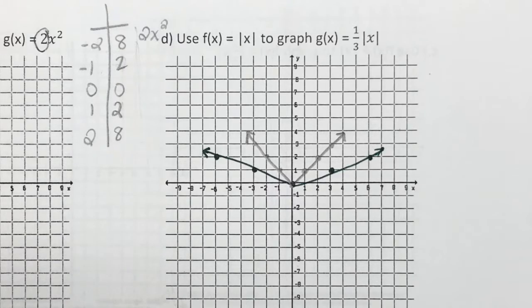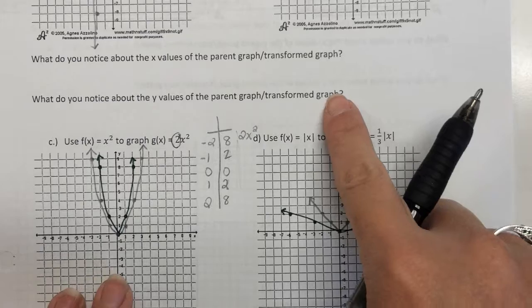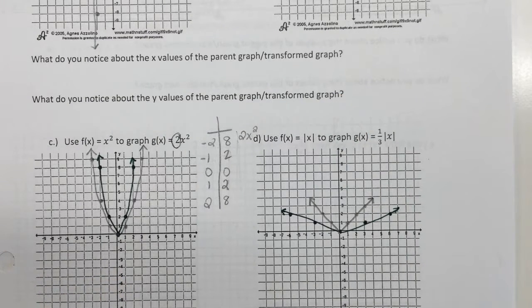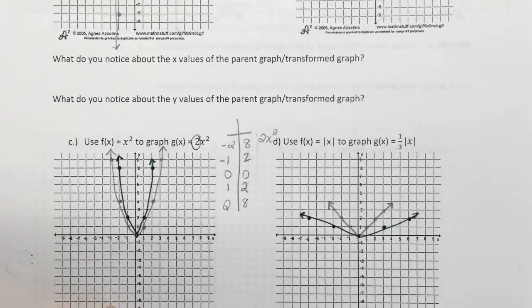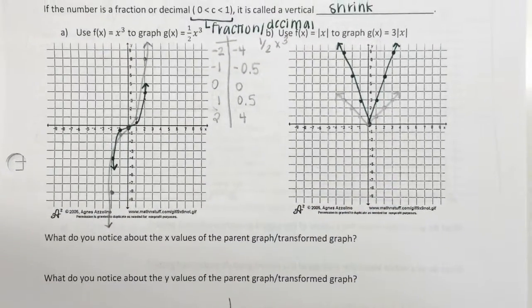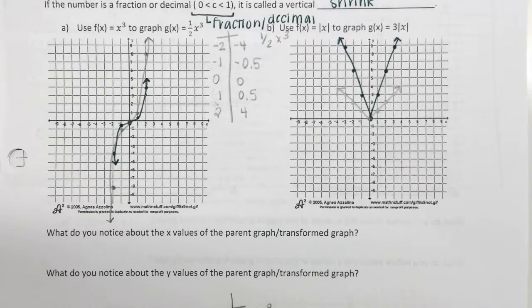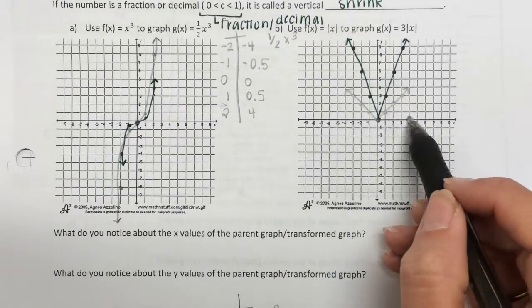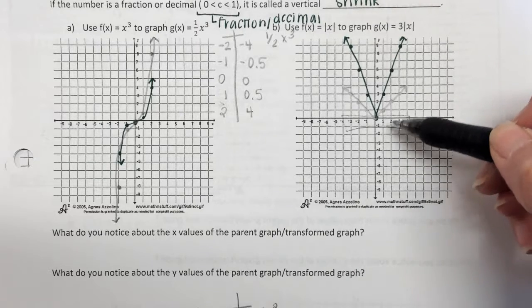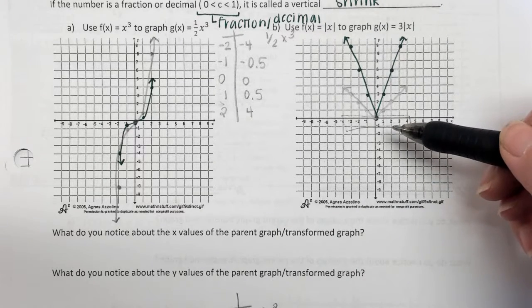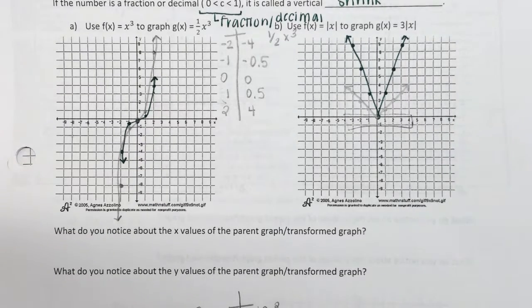So let's go back to these questions. What do you notice about the x values of your original and your transform graph, Amber? On C, on any of these. Your x values compared to this graph and this graph. So here's your x values. Did they change here? No. On D or B? On any of them.